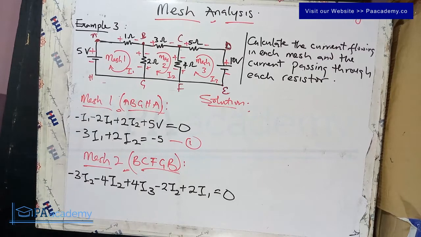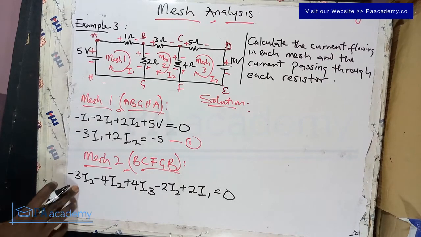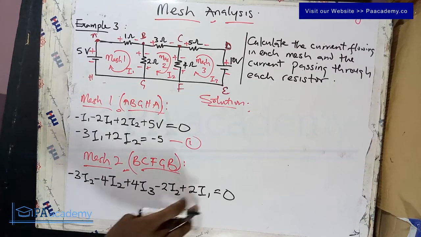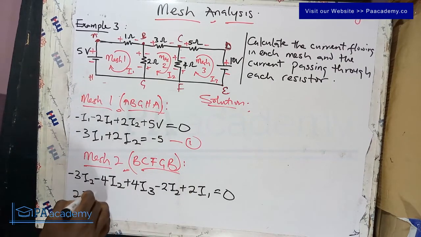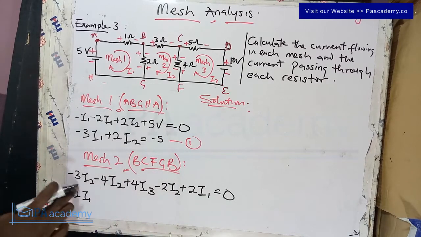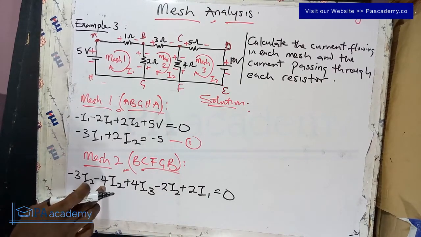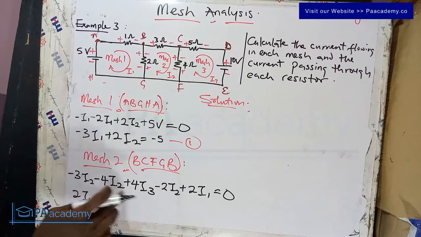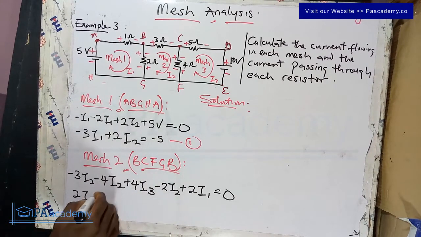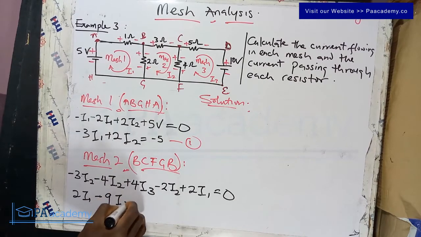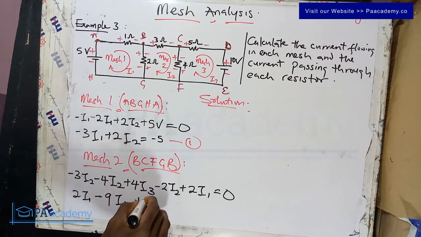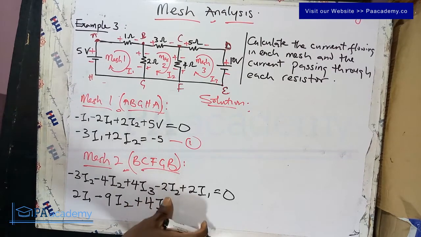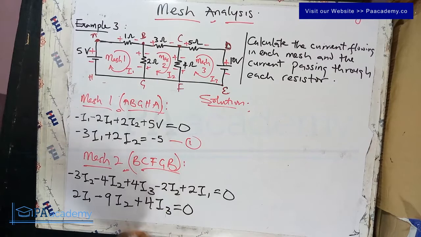By the time we simplify this, let's look closely. Let's start with the one with I1. That is going to be 2I1. Then what about I2? We have minus 3I2, minus 4I2, and minus 2I2. So that's going to give us minus 9I2, and then plus 4I3 equals 0. What we have there is our equation 2.